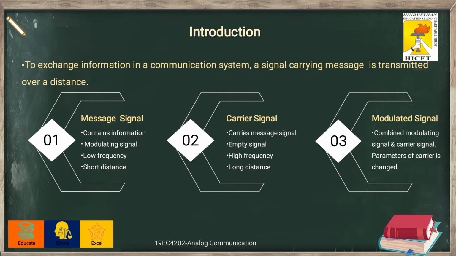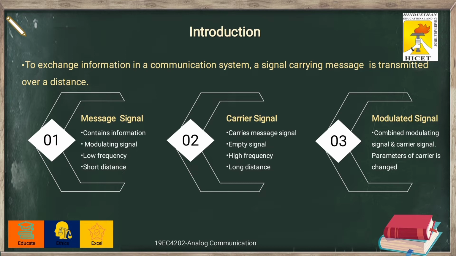Usually the message signal is a low frequency signal and it is capable of traveling short distance. Next comes the carrier signal. So this signal is used to carry the message signal. Usually it is a high frequency signal and it doesn't contain any information on its own. So it is an empty signal and it has the capacity to travel long distance.